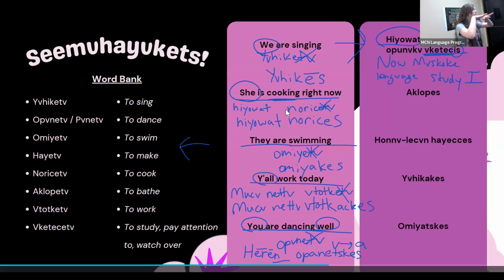So in normal English, now I am studying Mvskoke language. Or like I mentioned earlier, we often put the time at the end in English. I am studying Mvskoke language right now. Nice. Aglobus.